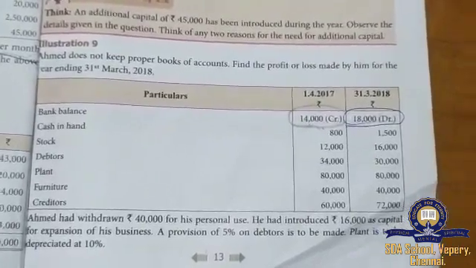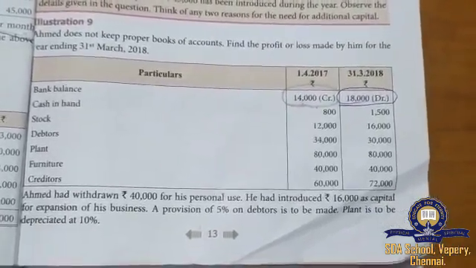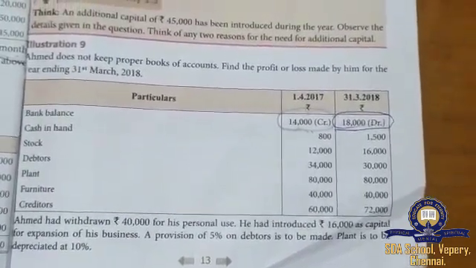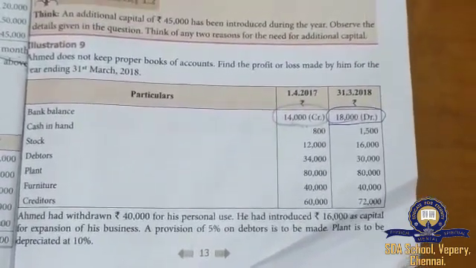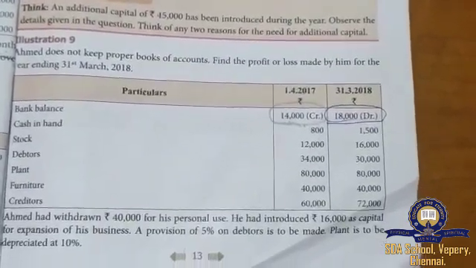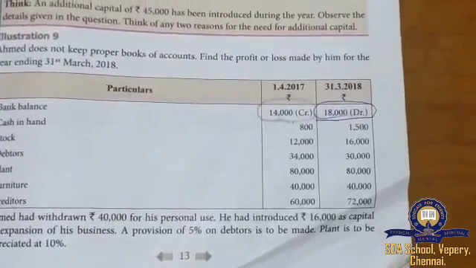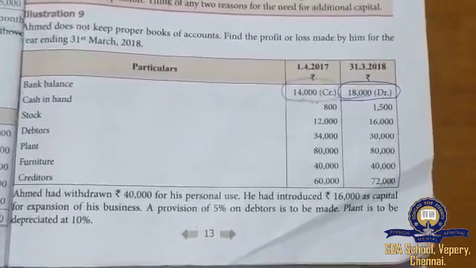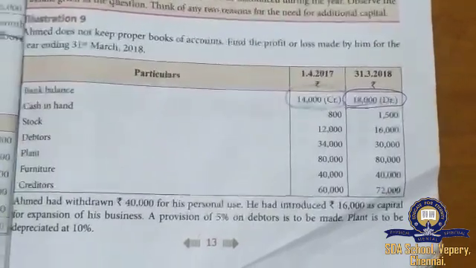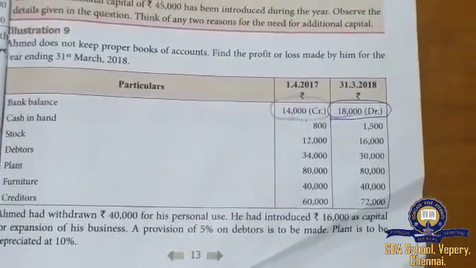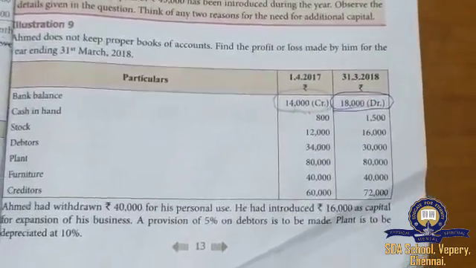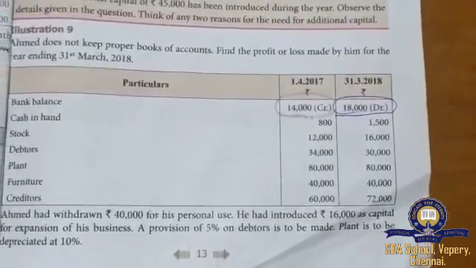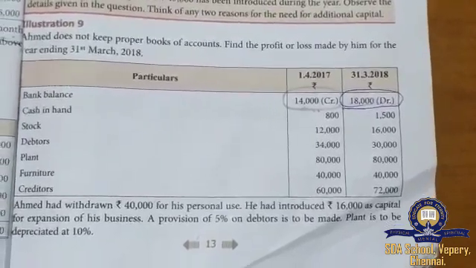So additionally they have given a provision of 5% on debtors. In 11th standard we have seen the balance sheet. In the balance sheet, on the asset side, from the sundry debtors we find out the provision for doubtful debts at 5%. Likewise here also, in the closing capital format, we are going to find out the provision of 5% on sundry debtors, and we are going to find out the plant and machinery.